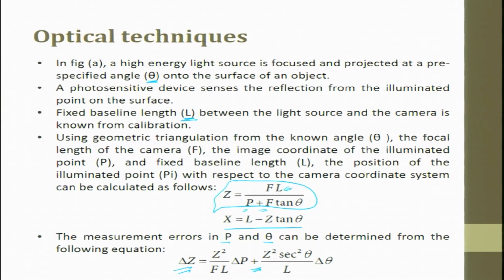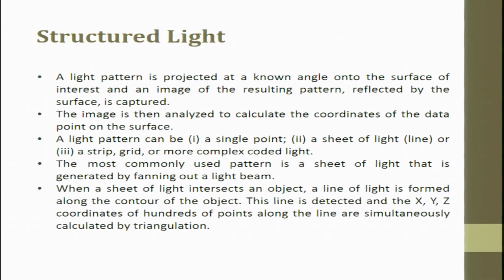Okay. The next one is structured light. The structured light pattern is projected at a known angle on the surface of interest, and an image of the resulting pattern reflected by the structure is captured. Okay. The image is then analyzed to calculate the coordinates of the data points on the surface.